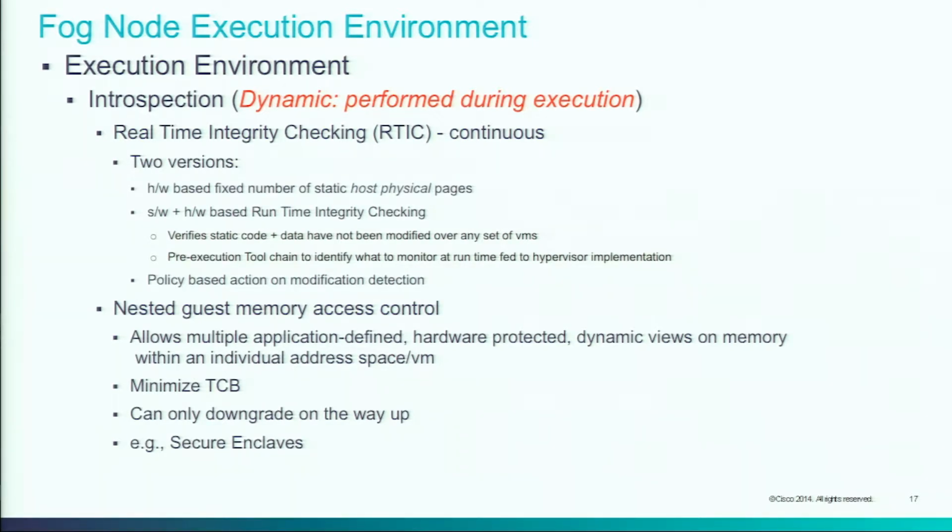There are also techniques like nested guest memory access control, where you can essentially, within the same address space, identify different access to parts of memory as you proceed up the tree, the call tree. Now, obviously, you can't allow anybody up the tree to upgrade their access to memory. You can only downgrade it as you go up. So it's truly a vertical tree. But that allows you to, again, minimize the TCB. And one implementation I've mentioned there is Secure Enclaves, which is available at Intel. There are others.